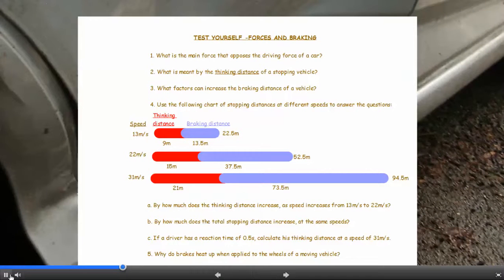So have a little test now on forces and braking. Pause the video and see how you get on with these answers.